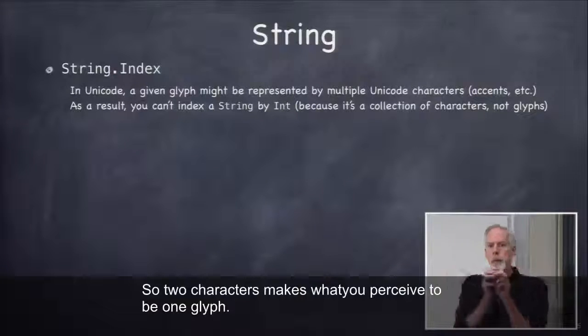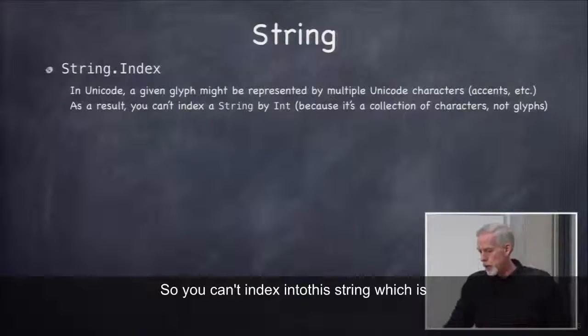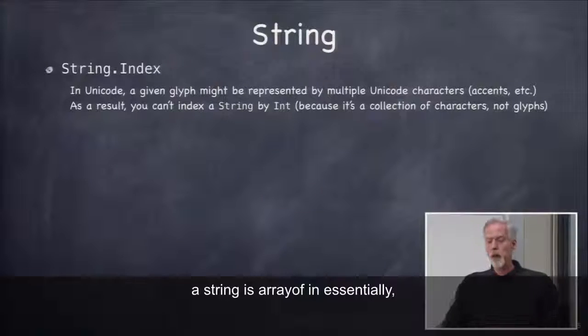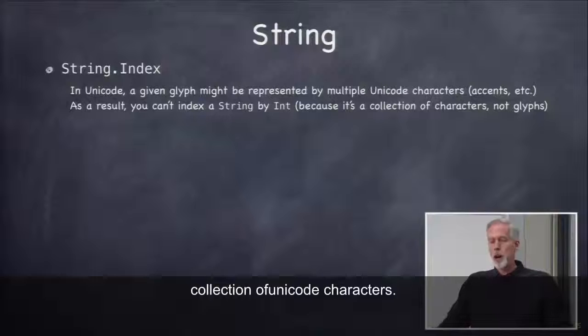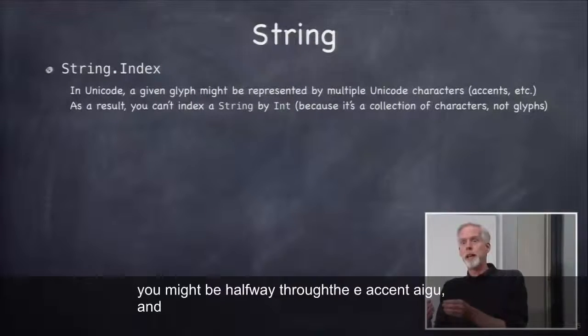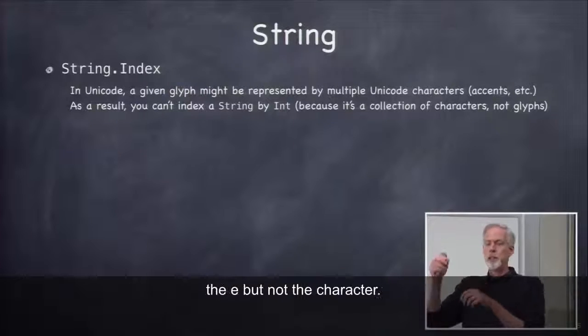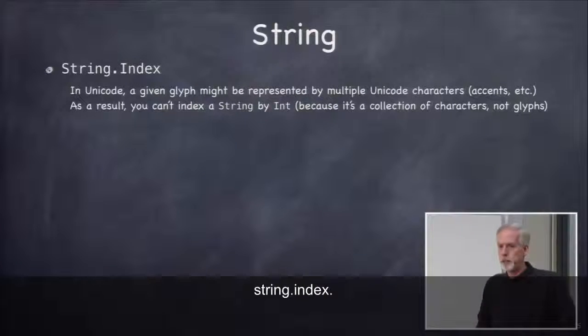So two characters make what you perceive to be one glyph. So you can't index into this string, which is an array of characters. That's what a string is: essentially, internally, an ordered collection of Unicode characters. You can't really index by int, or you might be halfway through the accent aigu, and you're getting either the accent aigu or the E, but not the character. So instead, strings are indexed by this other type called String.Index.